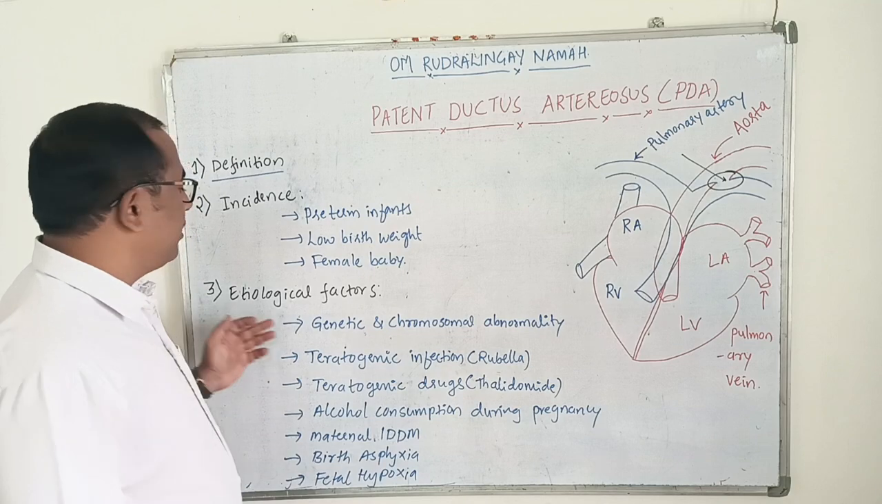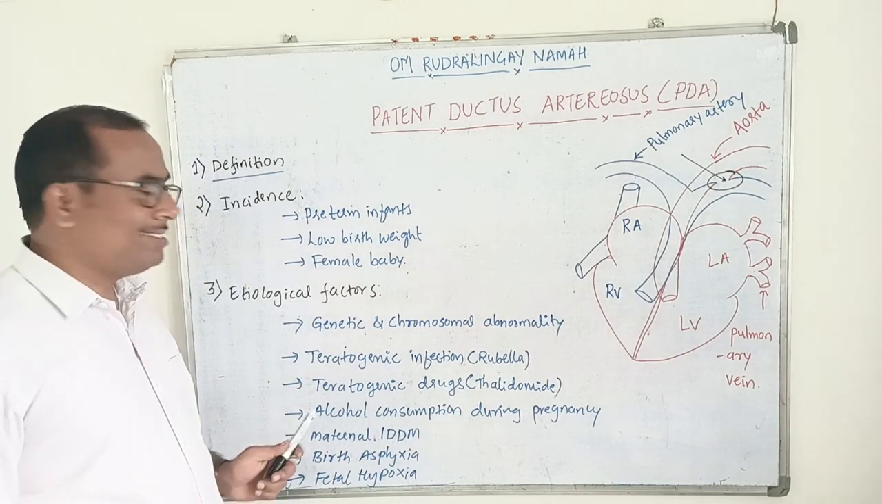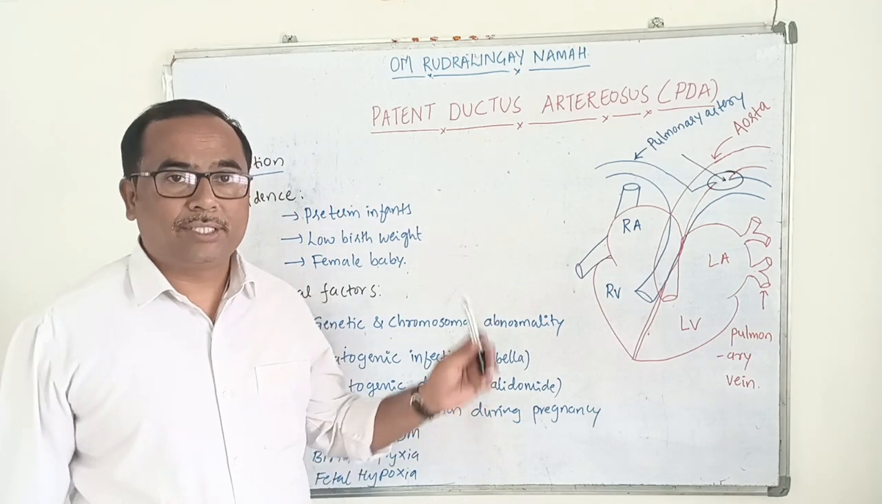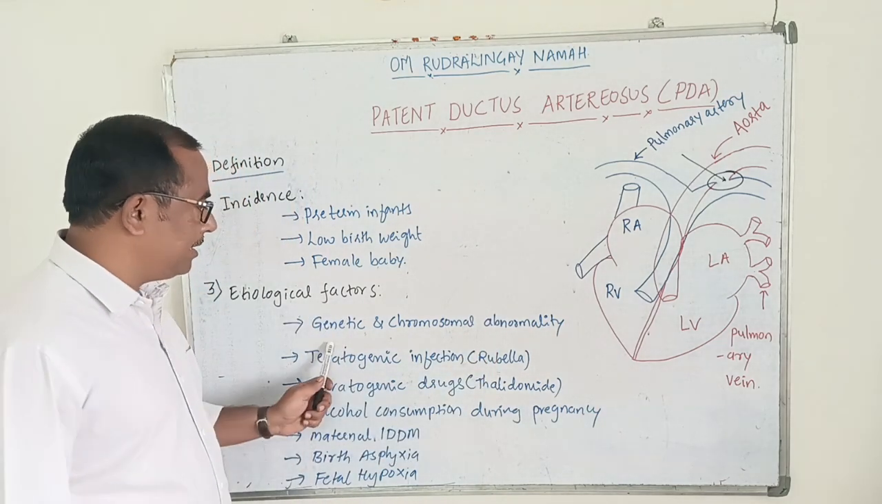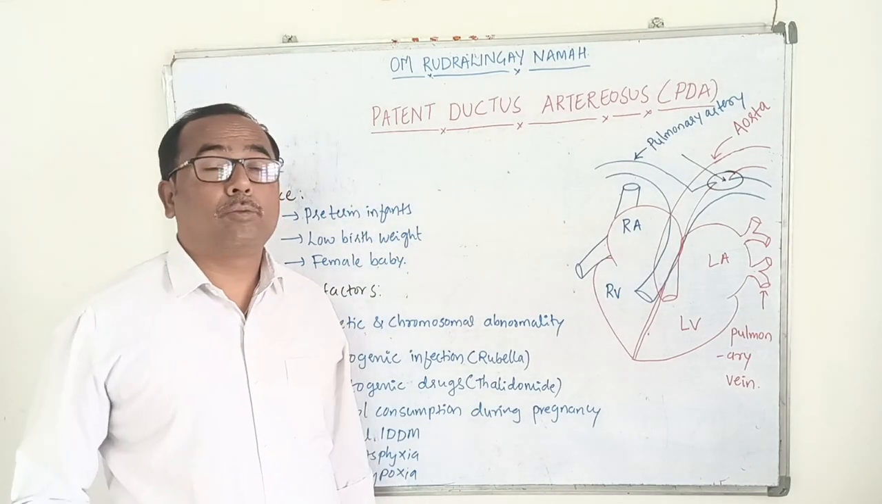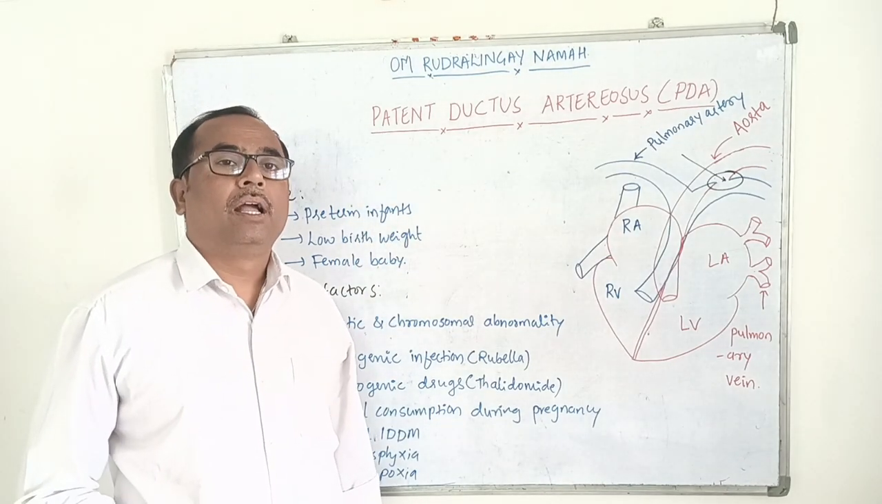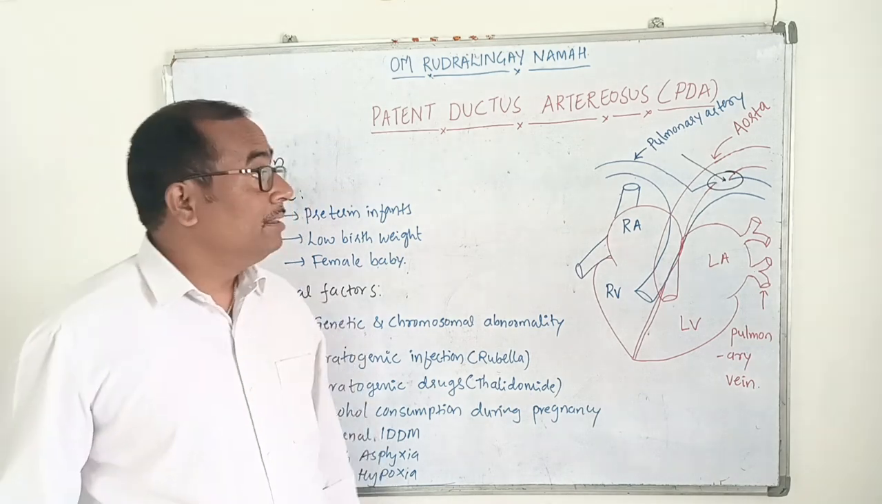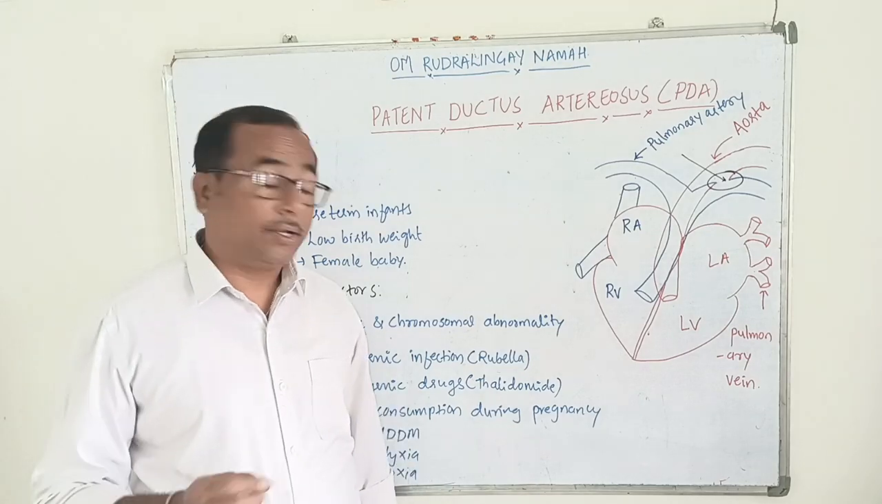Now, what are the etiological factors? The etiological factors are the same as those of ASD and VSD. The common etiological factors are genetic and chromosomal abnormality. Patent ductus arteriosus is most commonly associated with chromosomal abnormalities such as Down syndrome, Turner syndrome, and Klinefelter syndrome. Whenever there is a chromosomal abnormality, we can also suspect patent ductus arteriosus.